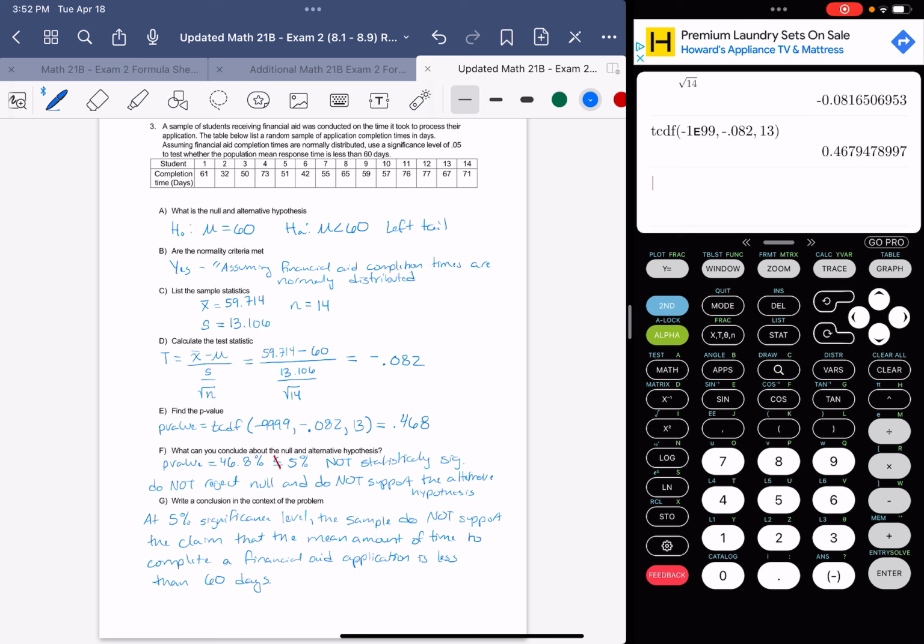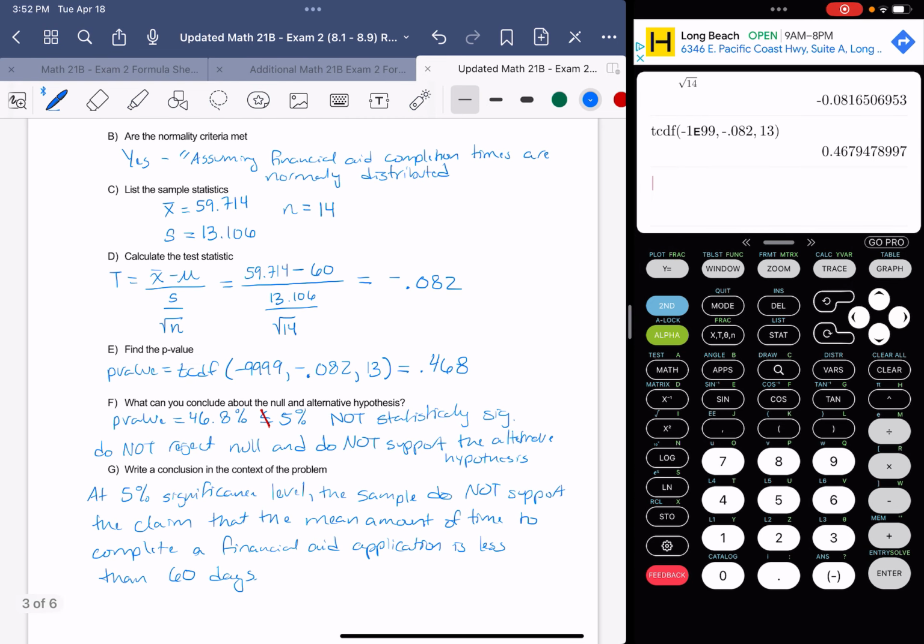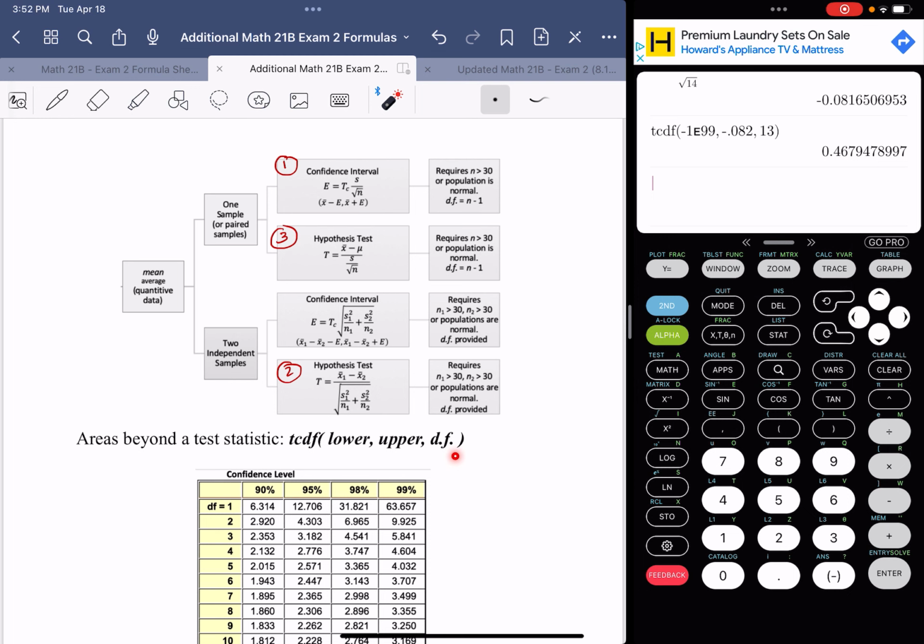Could you zoom in on the bottom a little? Yes. Yeah, that's good. Thank you. So anytime we did a tCDF formula, we always use the degrees of freedom for n, correct. And here's a friendly reminder: for tCDF, you're going to do the lower value, the upper value, and then degrees of freedom.